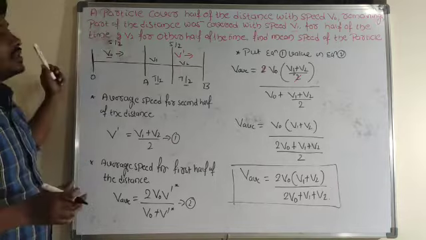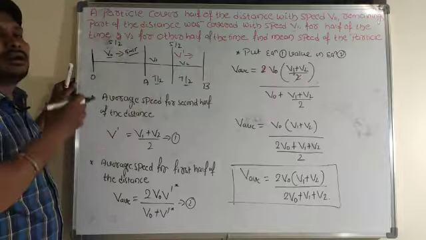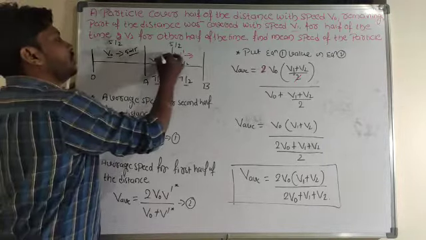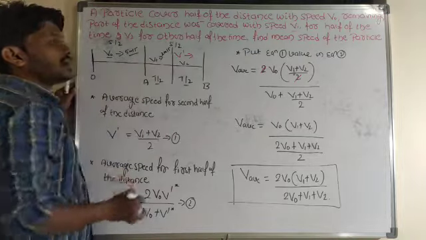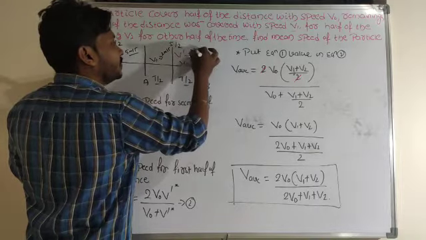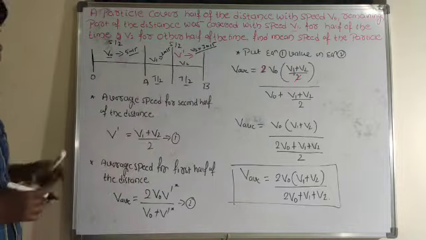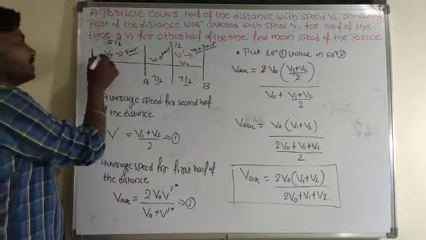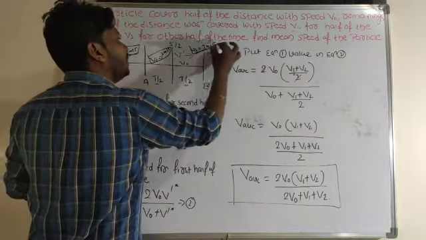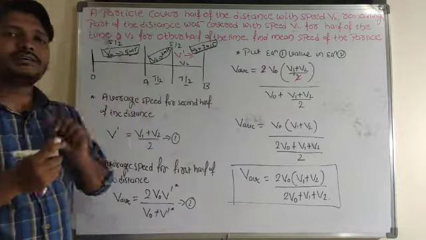A particle covers the first half of the distance with a speed of 5 meter per second, and covering the remaining distance, in the first half of the time it is moving with a speed of 2 meter per second, and in the remaining half of the time it is moving with a speed of, so V2 is 3 meter per second. Then what is the value of average speed here? How many variables are there? 3 variables, V0, V1 and V2. If 3 variable speeds are mentioned, this is the connecting formula to find the average speed.